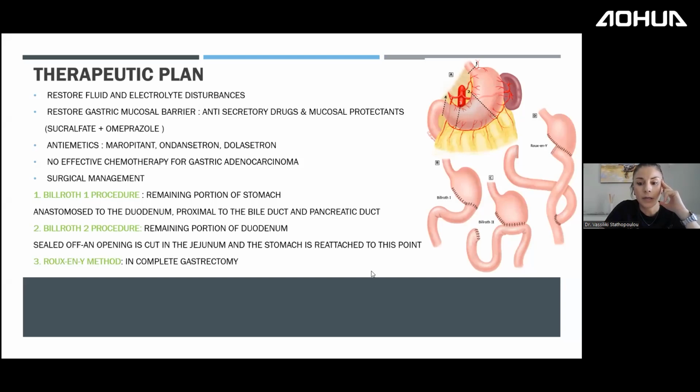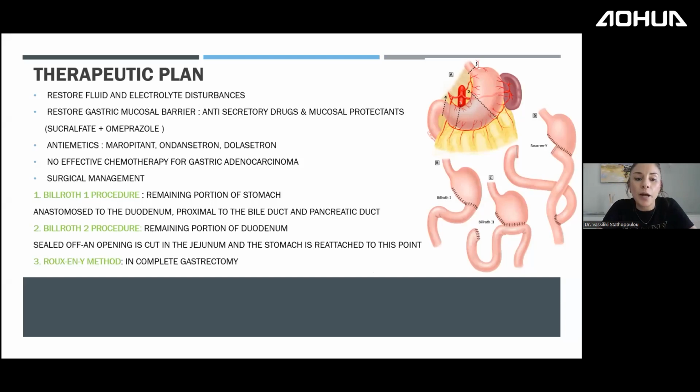Let me see, because we have another question. The question was, where do we take the biopsies? Around the ulcer or in the middle of the ulcer? Normally around the ulcer, in the crater of the ulcer, never in the middle of the ulcer.